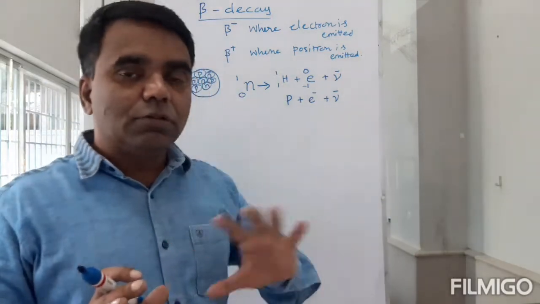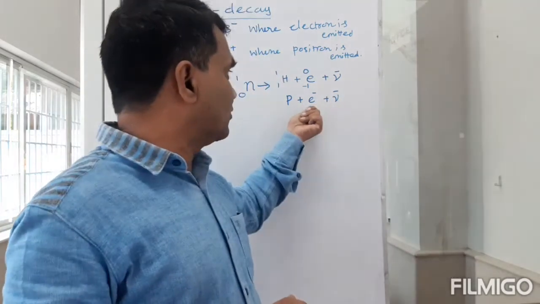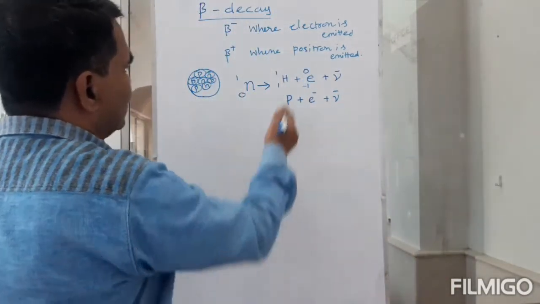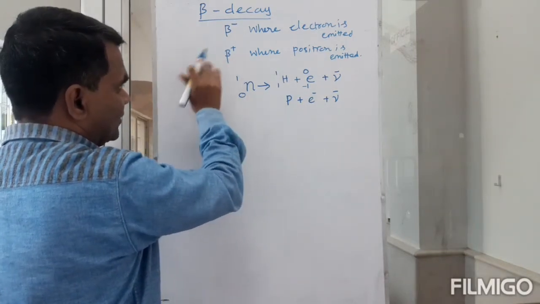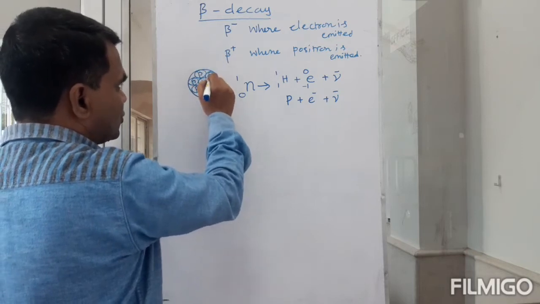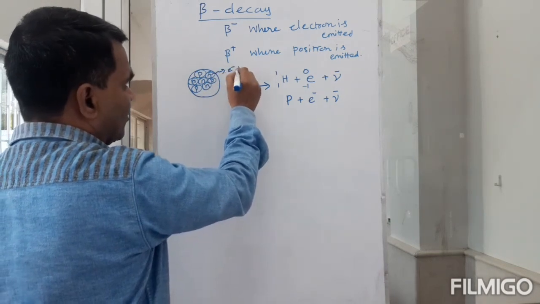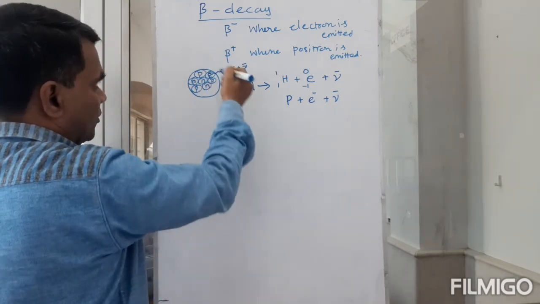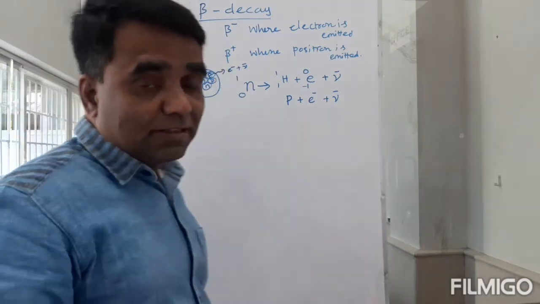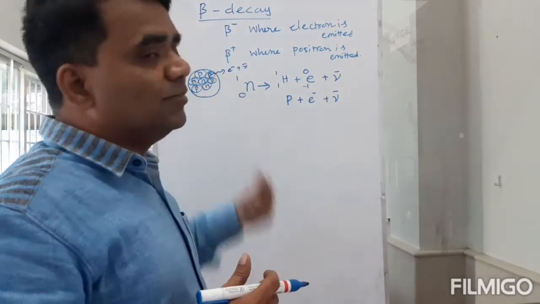So a neutron will disintegrate into a proton, an electron, and an antineutrino particle. Anytime you have an electron emitted, you'll also have an antineutrino emitted. So suppose in this nucleus, for some reason the nucleus becomes unstable and a neutron becomes a proton. When it does, it will emit an electron and also the antineutrino. Now this has become a proton, so clearly the atomic number has changed. So now it will become a different element.